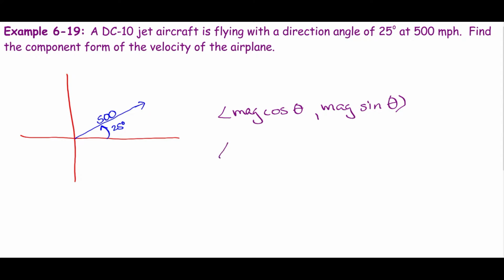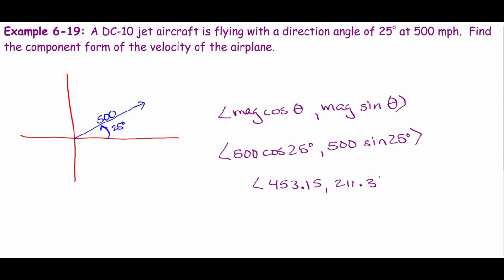So in this case, we're just going to go 500 cosine of 25 degrees and 500 sine of 25 degrees, which gives me 453.15 approximately and 211.3. And that would be my components, my component form of the velocity of that plane.